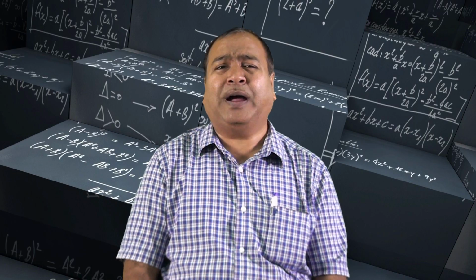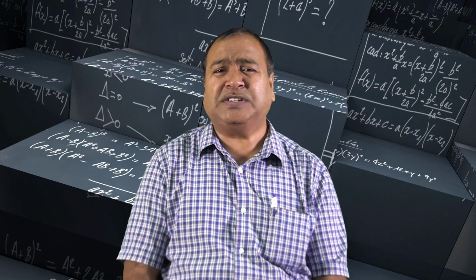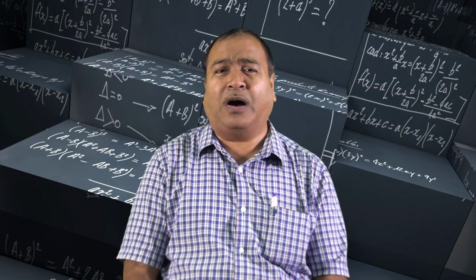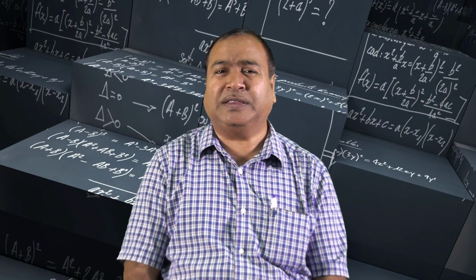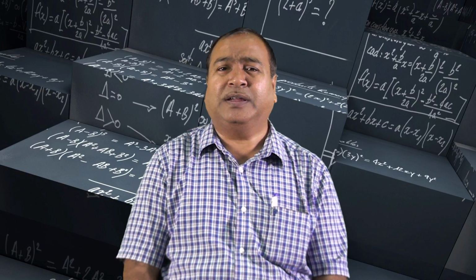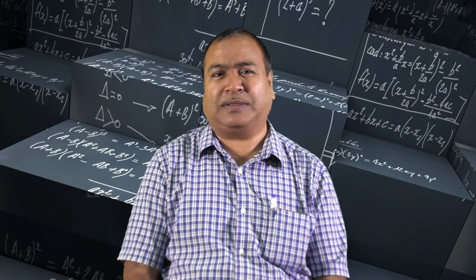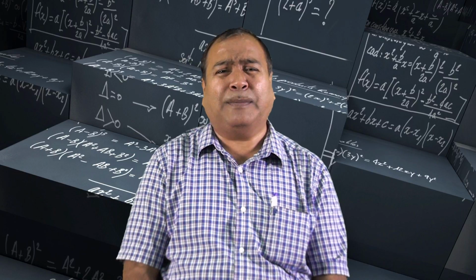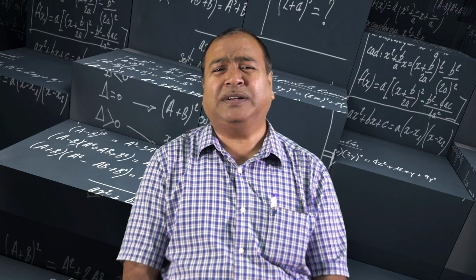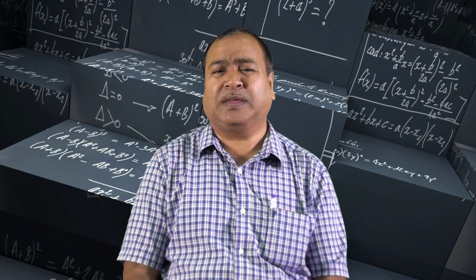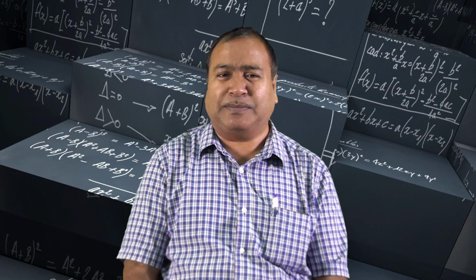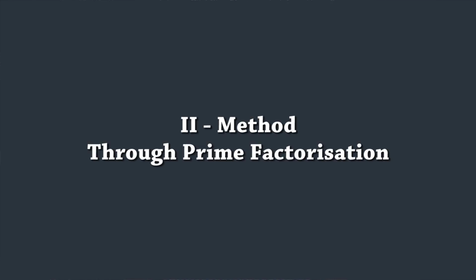Like that, by identifying those subtractions and the number of odd natural numbers used in that subtraction, we can find the square root of such numbers. But when the number is very big, then this method is very time consuming. Okay, let us observe the second method. It is through prime factorization.